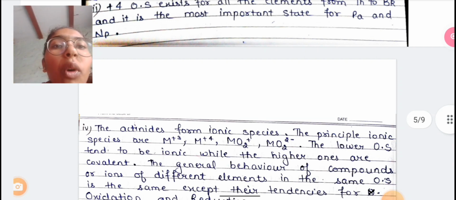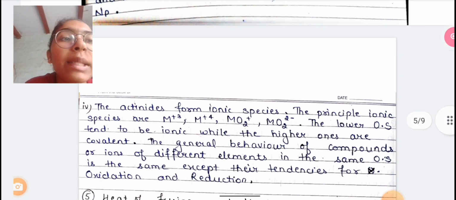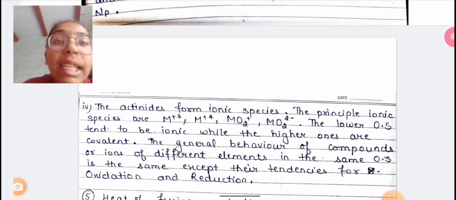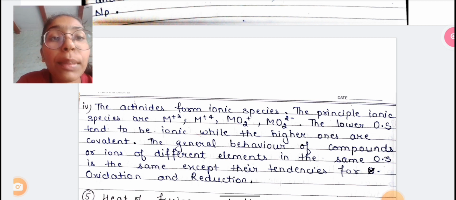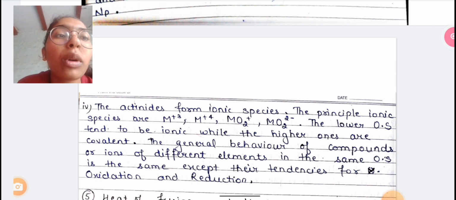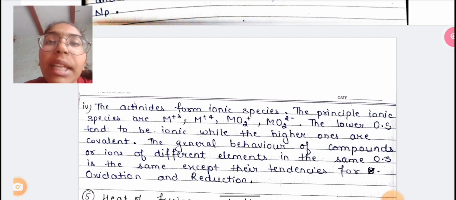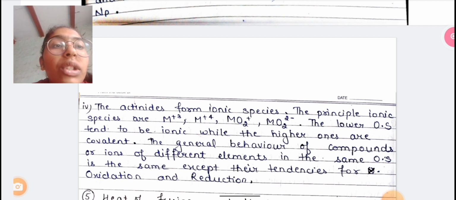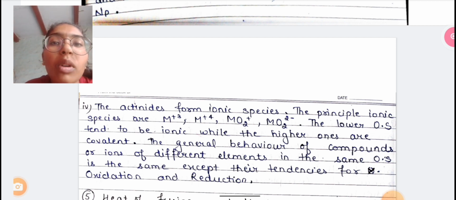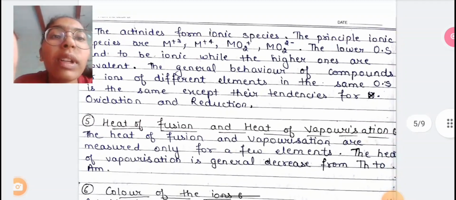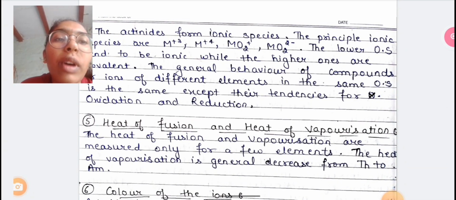Fourth one, the actinides form ionic species. The principal ionic species are M3+, M4+, MO2+, MO2 2+. The lower oxidation states tend to be ionic while the higher ones are covalent. The general behavior of compounds or ions of different elements in the same oxidation state is the same except for their tendency for oxidation or reduction.